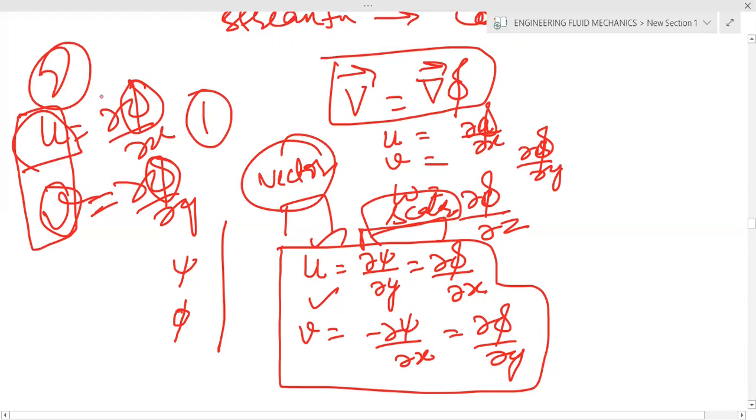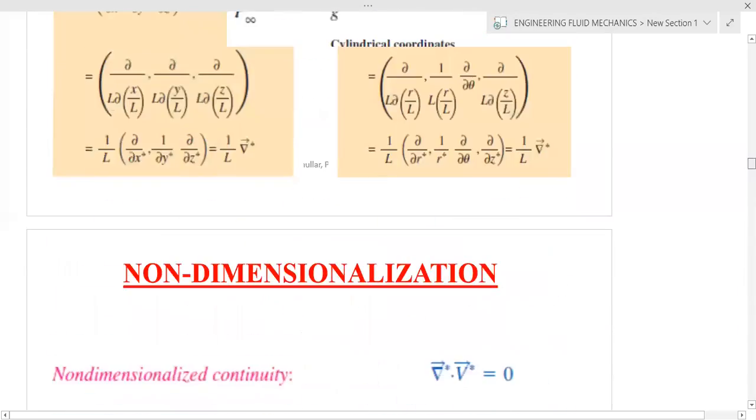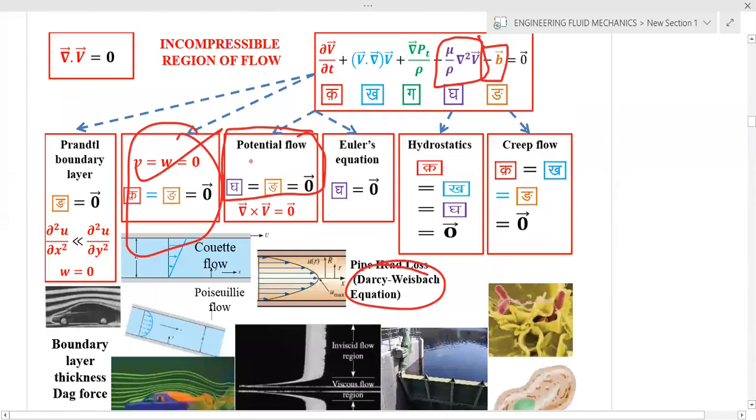So that is the utility of these functions as far as potential flows are concerned. Please keep in mind that potential flows are just special cases of the Navier-Stokes equation that we have already studied. This was the Navier-Stokes equation. This is just an approximation of the Navier-Stokes equation. And when we apply this approximation, we are able to analyze inviscid irrotational regions of flow without solving the entire Navier-Stokes equation.